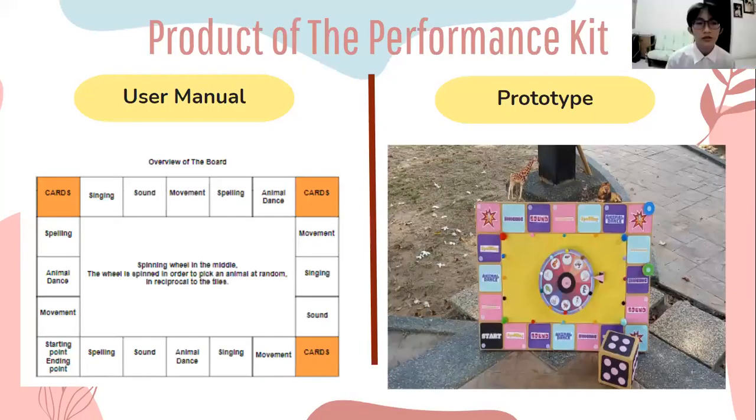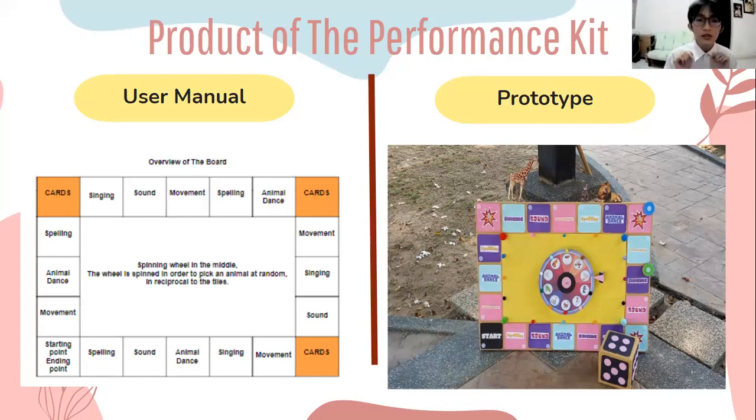Okay, now I will talk about the product, the performance kit. As you can see here, there is one user manual, and the right side picture is the prototype, which is the actual physical product. Mostly we do see board games and also spinning wheels, but all of those are cliches and isolated in their own function. But we do try to amalgamate, to combine both things together to create something unique.